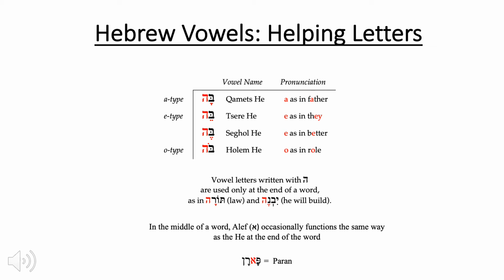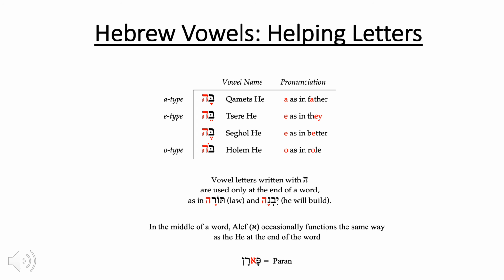I mentioned on the previous slide that it's debatable whether or not komets he should actually be called an unchangeably long vowel. Really, the he is a helping letter. I say this because unchangeably long vowels can occur in the middle of a word, but komets he will never occur in the middle of a word, only at the end, because he as a helping letter is only found at the end of a word. We have komets he, tsere he, segol he, or holum he, as this helping he or helping aleph, if it's in the middle of a word, assists the letter so that the vowel stays.